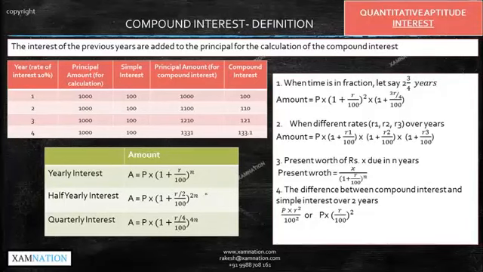Let's see the case of compound interest. In compound interest, the interest of the previous years is added to the principal for the calculation of the compound interest. So let's compare the case of an amount given as simple interest or as compound interest. So these are the calculations of amount as well as the simple interest. Basically this lender is lending an amount at 10% for a 4 year duration, right?